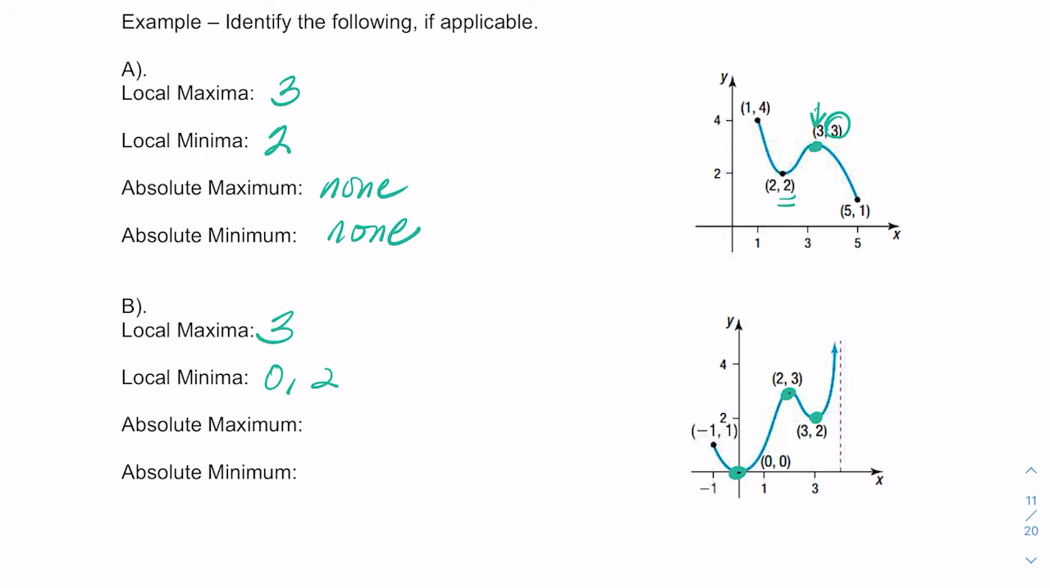Do I have any absolute maxes? And the answer is no, because it goes on towards infinity. As you can see, there's arrows on the right side. Do I have an absolute min? So I have 2 mins. What's the lowest one? The lowest is 0.